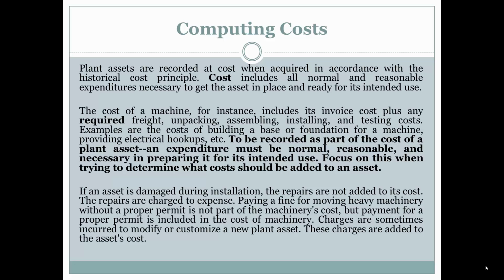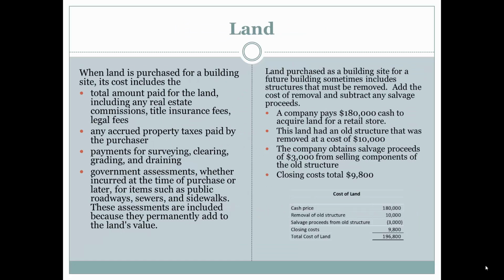If an asset is damaged during installation, the repairs are not added to its cost. The repairs are charged to expense. Another example would be if you pay a fine for moving heavy machinery without a proper permit, it would not be considered part of the machinery's cost. But if beforehand you pay for the proper permit, it would be included in the cost of the machinery. Charges are sometimes incurred to modify or customize a new plant asset. These charges are added to the asset's cost.